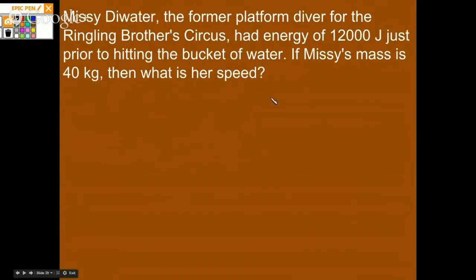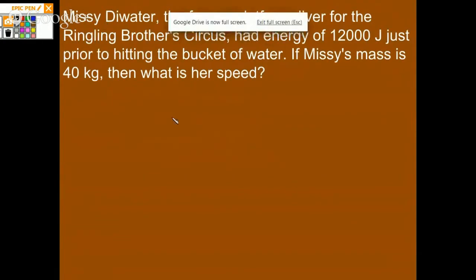So here we have a word problem where it's telling us Missy Dyewater, the former platform diver for the Ringling Brothers Circus, had energy of 1,200 joules just prior to hitting the bucket of water. If Missy's mass is 40 kilograms, then what is her speed? Uh-oh, here's a catch. It's not telling us whether to solve for kinetic or potential energy. Your clue here is that it's kinetic energy because she's moving. She had 1,200 joules just prior to hitting the bucket of water, meaning she must have been moving.